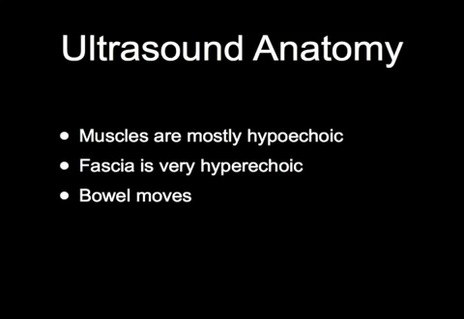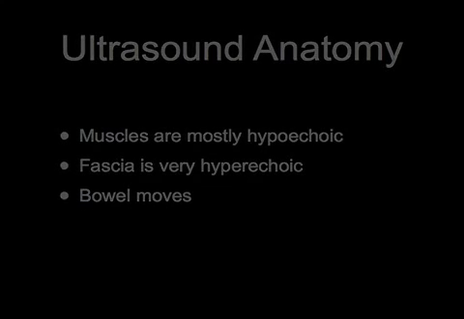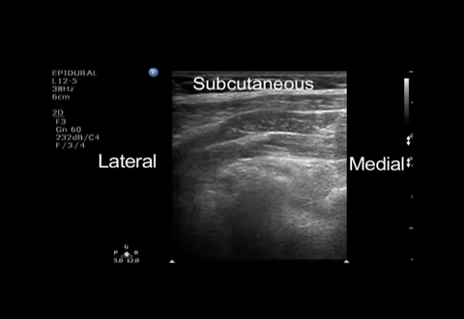The ultrasound anatomy. Muscles are mostly hypoechoic, meaning dark. Fascia is very hyperechoic, appearing very white. The bowel has movement. Here is the ultrasound appearance.